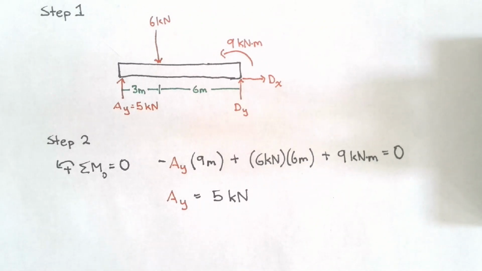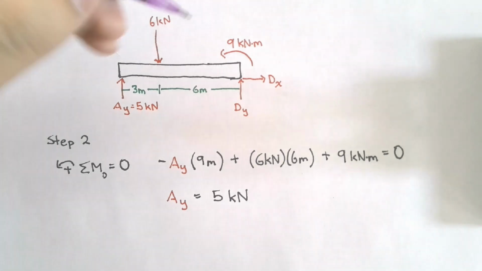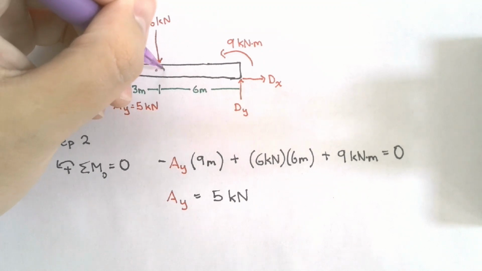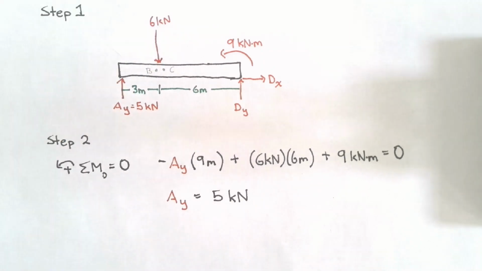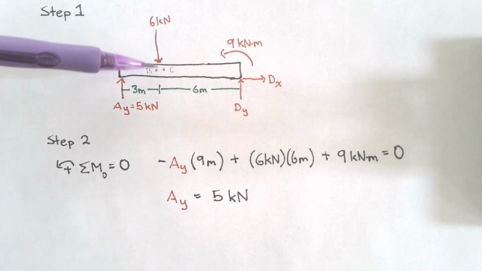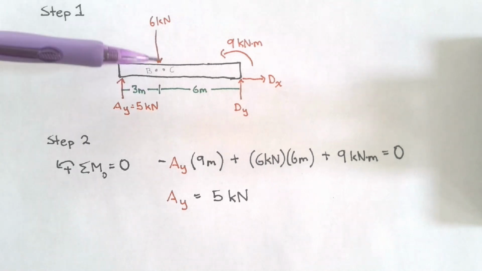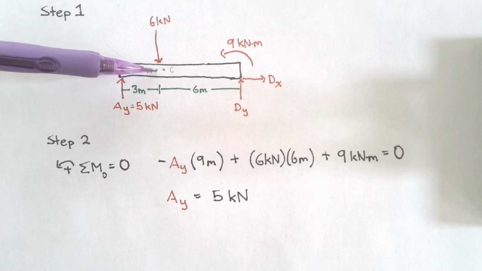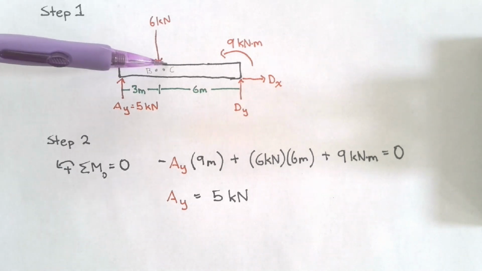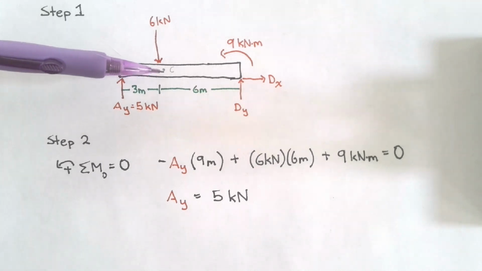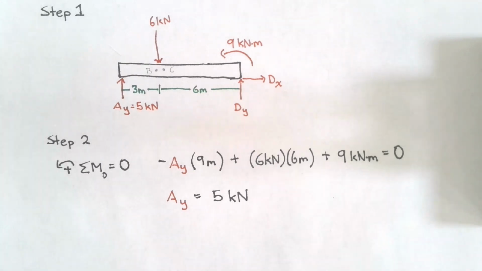So, we applied our equations of equilibrium, and we found AY. However, that's not what the problem asked us to do. In this problem, we were asked to find the internal forces at points B and C. In order to find internal forces, we have to use the method of sections. In this case, we will make a section cut right where this force is acting so that we can find the forces at point B. We can make another section cut immediately after this force so that we can find our internal forces at point C. But let's take it one step at a time.